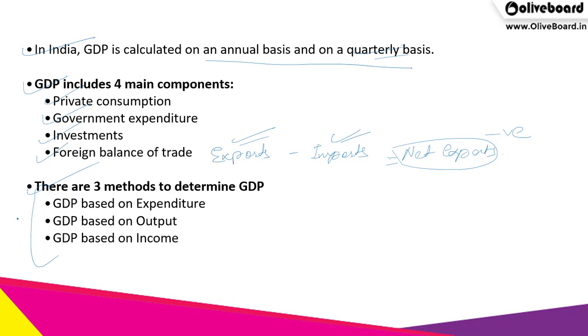Then there are three methods to determine GDP. This is important. You should know the name of the methods and the basic concept. That's it. Nothing more, nothing less. So GDP based on expenditure, GDP based on output, and GDP based on income. Expenditure: what we are spending, what is the total expenditure. Output: what is the total output or total production in terms of finished goods. And income: what is the income within the boundaries.